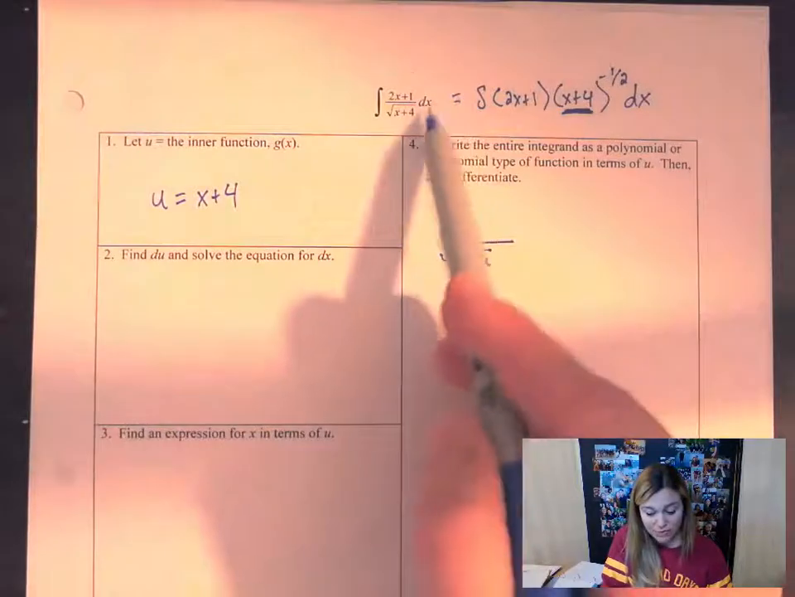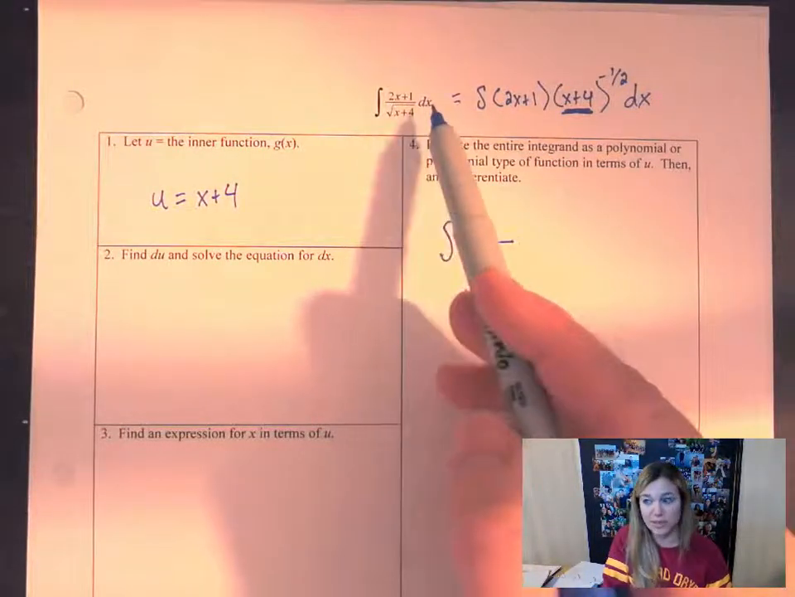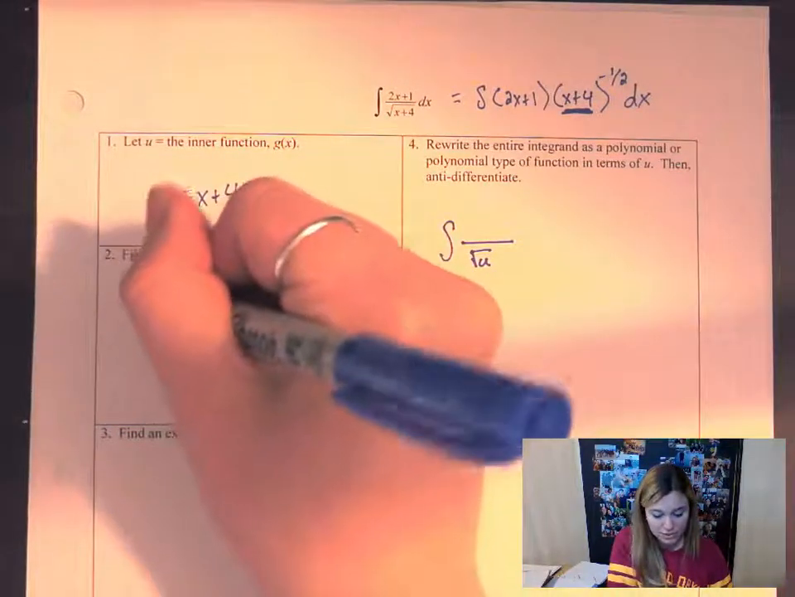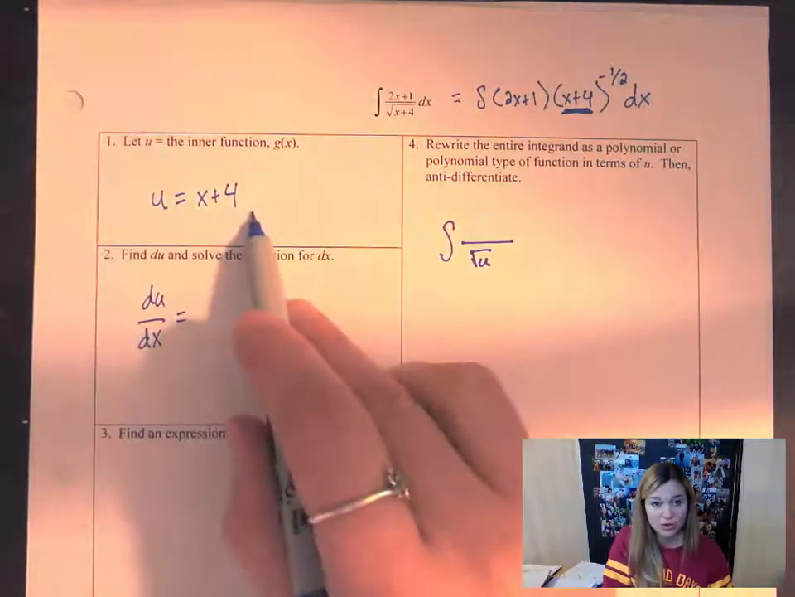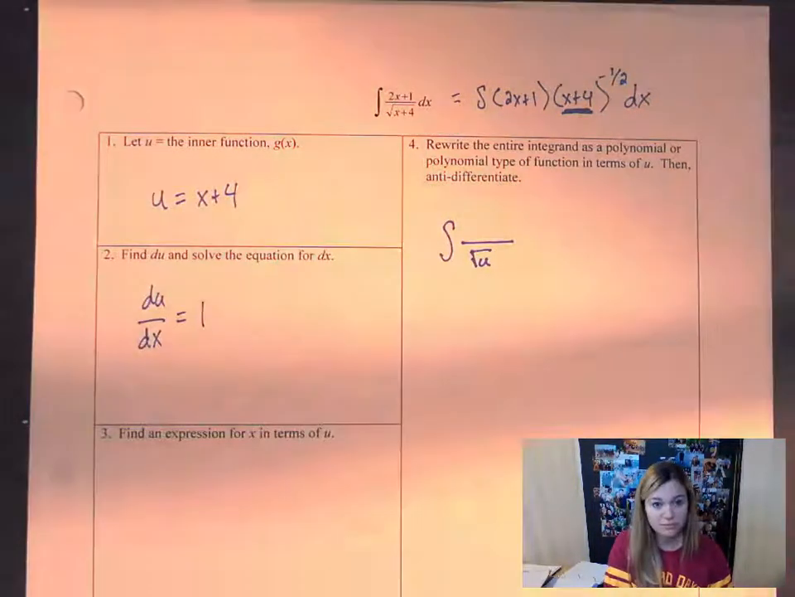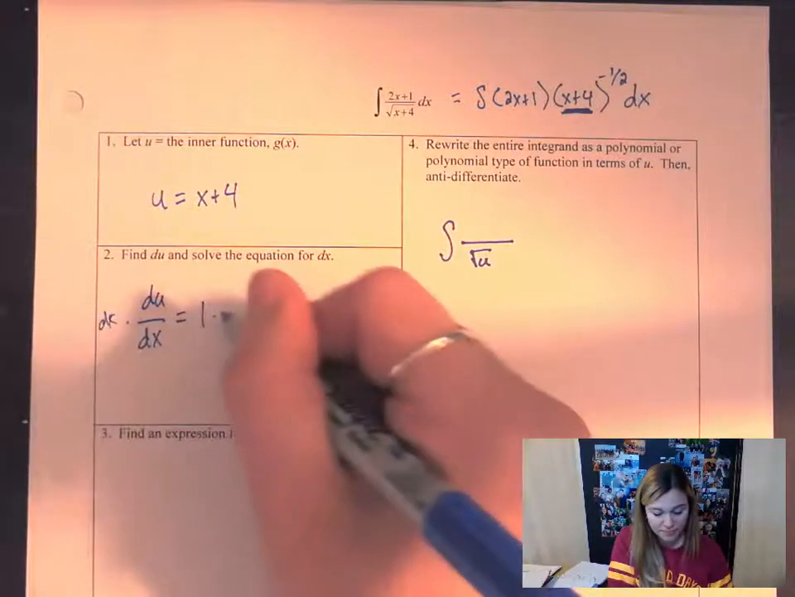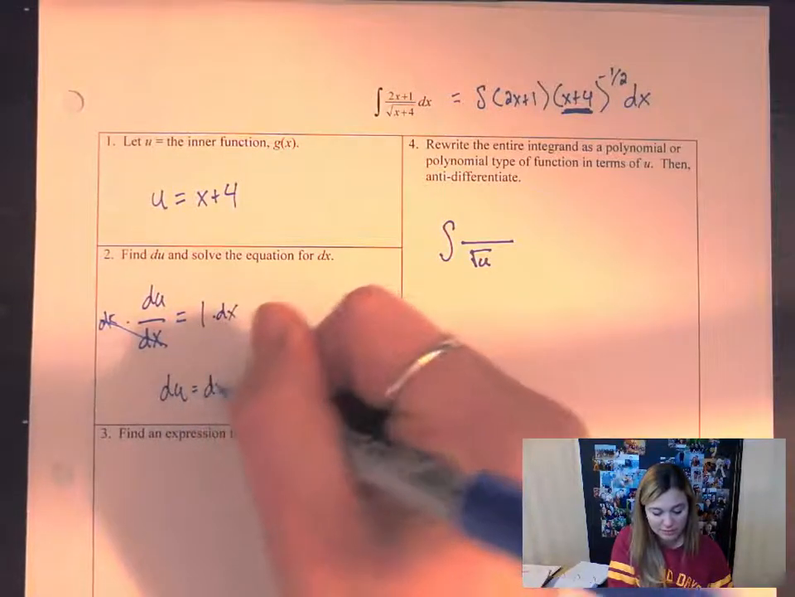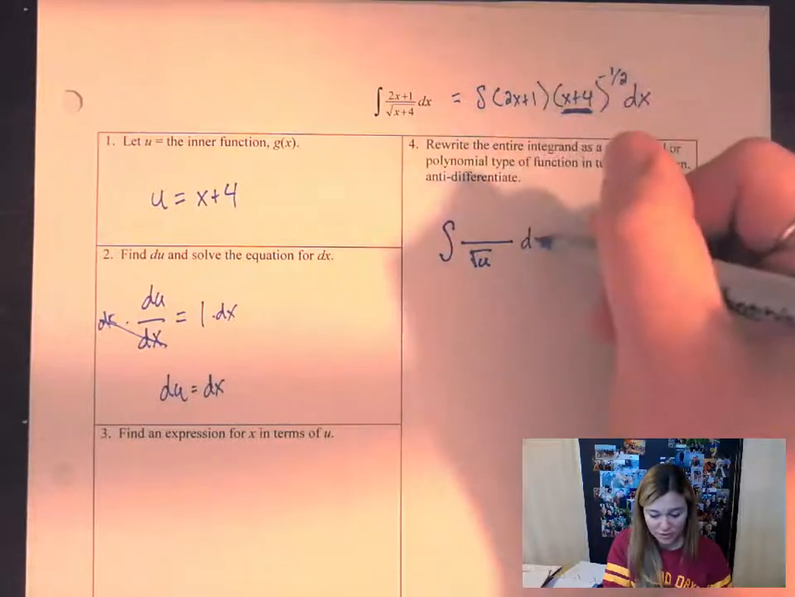Now it says find du and solve the equation for dx. So I'm trying to get rid of this part of my integral, or at least exchange it out for something nicer. The derivative of u is du dx. The derivative of x plus 4 would be 1. That's nice. If I multiply both sides by dx here, I've got du is equal to dx. So over here, instead of dx, I can write in du.